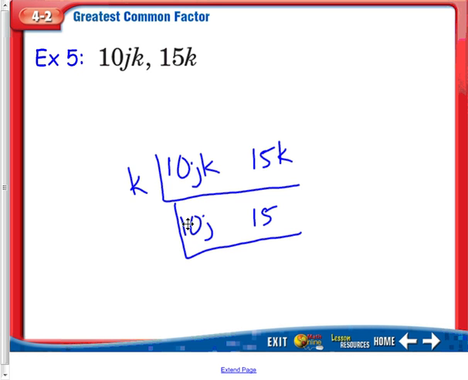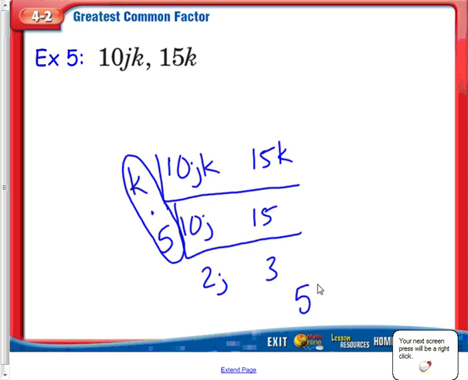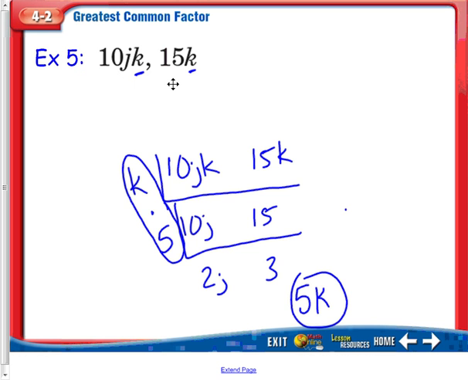Now we can look at the numbers. So 10 and 15, well, I can factor out a 5, and I get 2J and 3. So I can't do anything with the 2 and the 3, and I can't do anything with the J because both of them need to have it in order to factor it out. So I'm left with 5 times K, or in other words, I can write that as 5K. So my greatest common factor of both of these two expressions is the expression 5 times K, because both of them have a K, and I can factor out a 5 from both of their values.